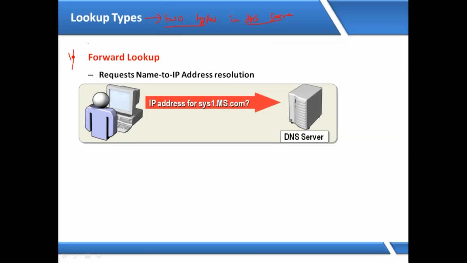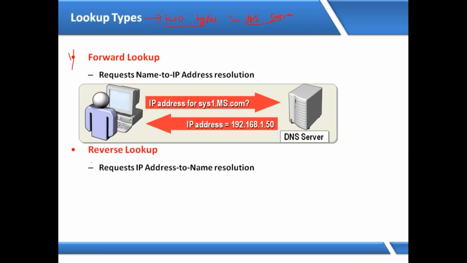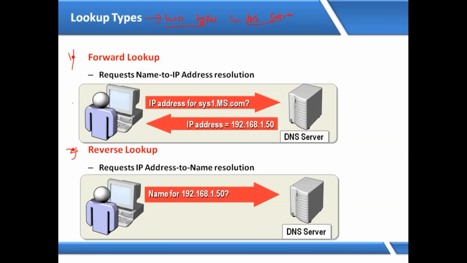They are forward lookup, which will convert or resolve name into IP, and reverse lookup, which will convert IP into name. So which one do we use the most? Forward lookup, which will convert the name into IP. But if you know the IP and you want to know the name, you can do it with the help of the reverse lookup zone. So forward lookup zone will resolve name into IP, whereas reverse lookup zone will resolve IP to name.